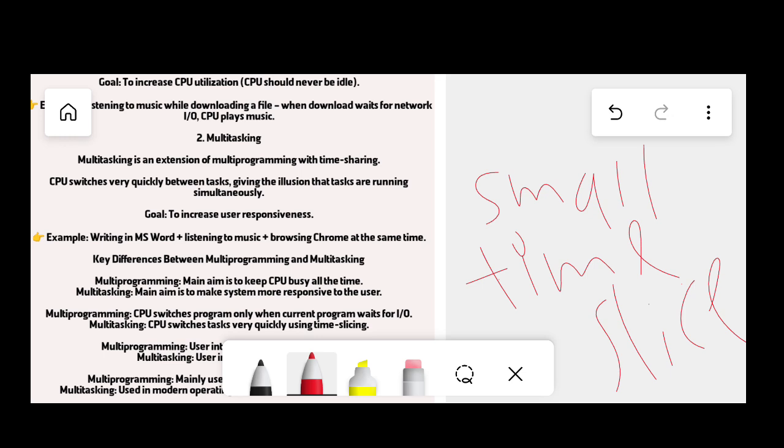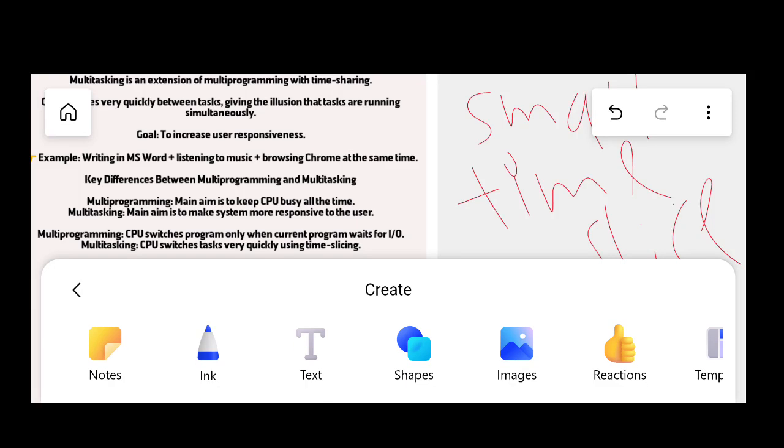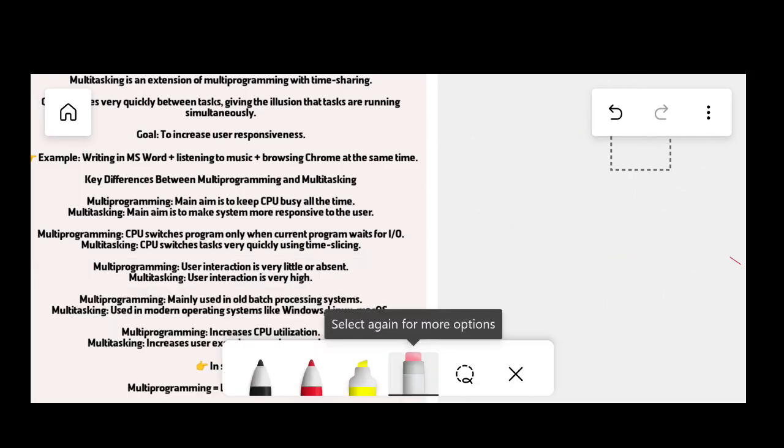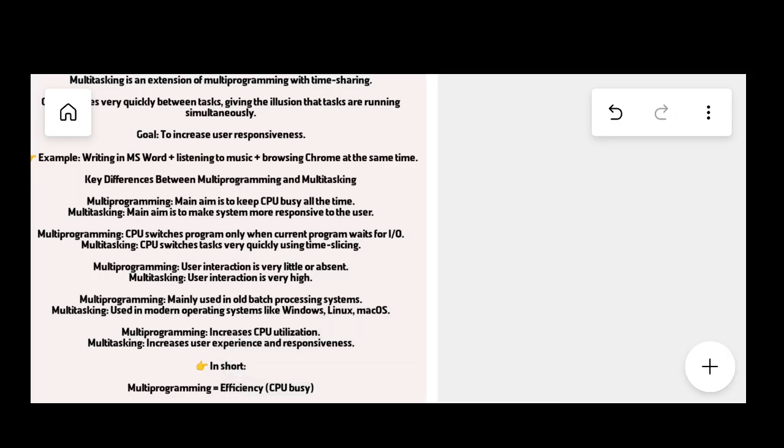Now, key differences between multiprogramming and multitasking. Multiprogramming keeps the CPU busy, while multitasking makes the system more responsive.